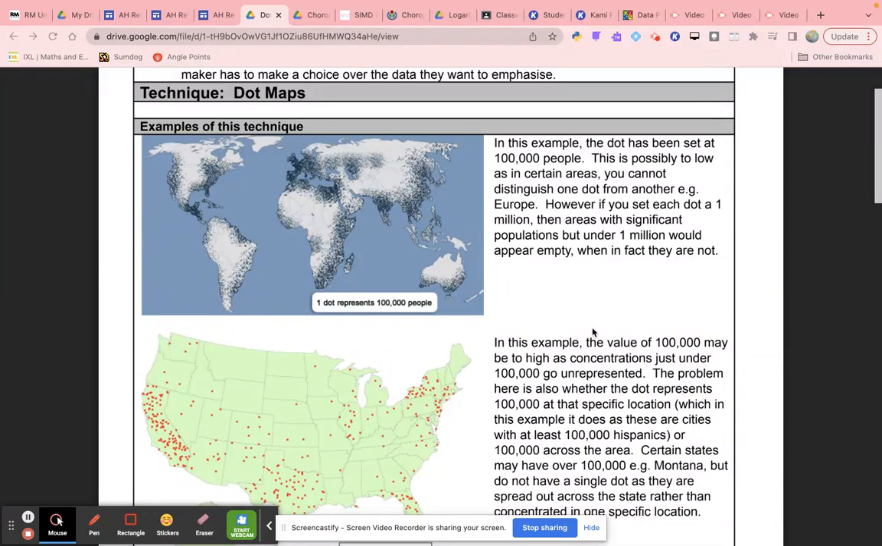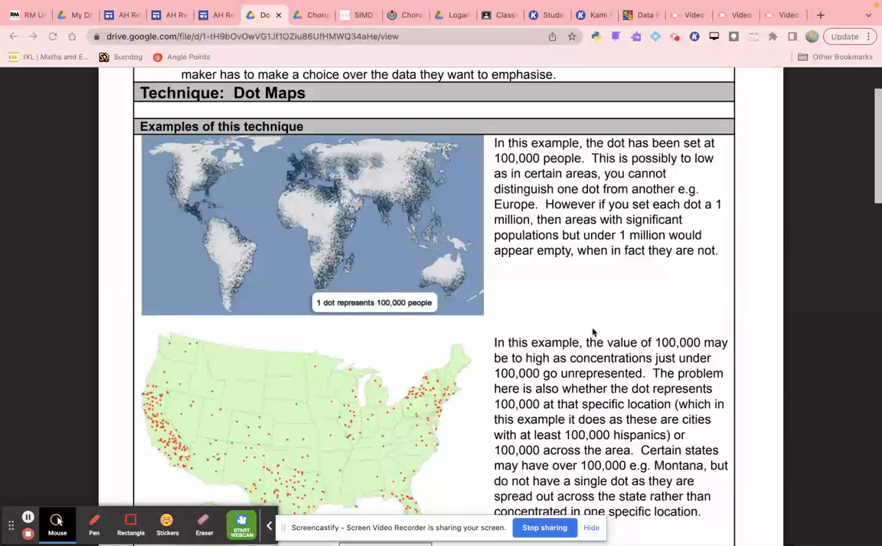Okay, in this tutorial, I'm going to have a look at what dot maps are as a method of presenting data on a map to allow you to determine a pattern. I'm also going to talk about the suitability of using this technique, along with the strengths and some of the weaknesses.